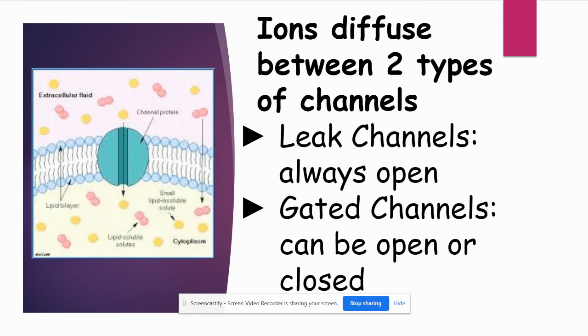Now, ions can diffuse between two different channels. There's two types. There's a leak channel, which is always open, so things can readily go through it without having a problem. A gated channel is either going to be opened or closed, and it is going to change depending on the needs of the cell.